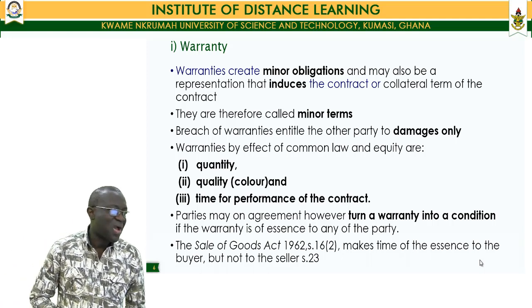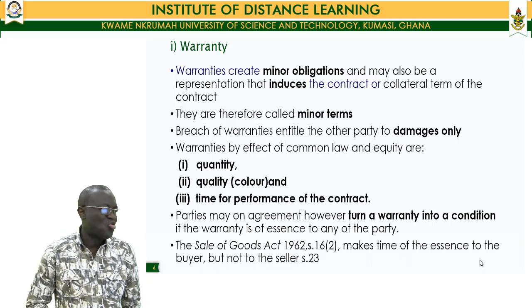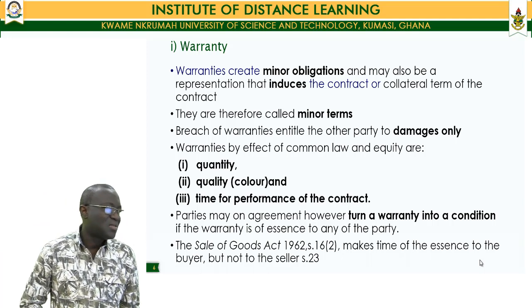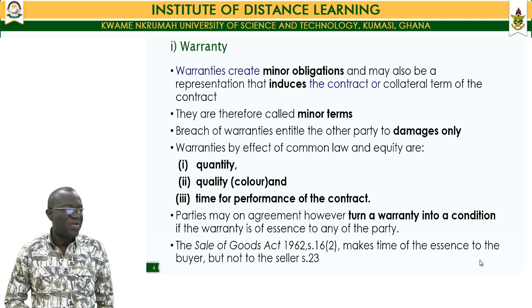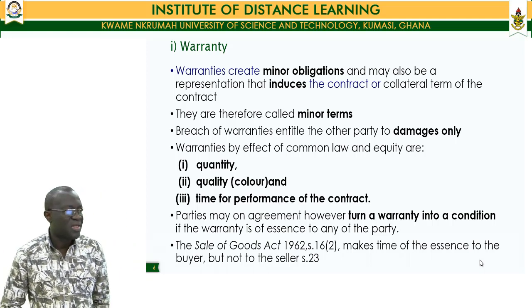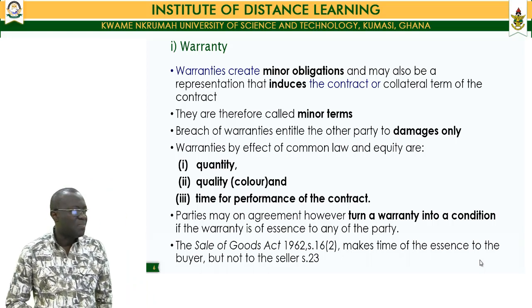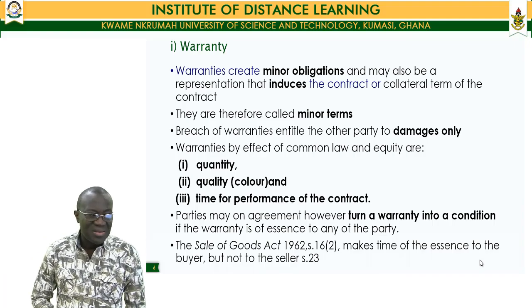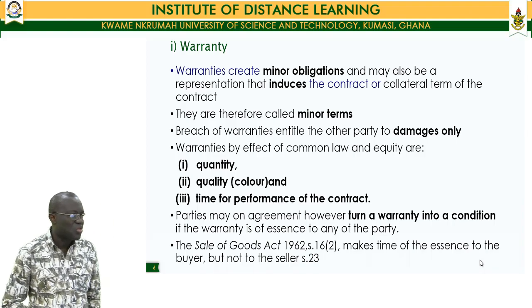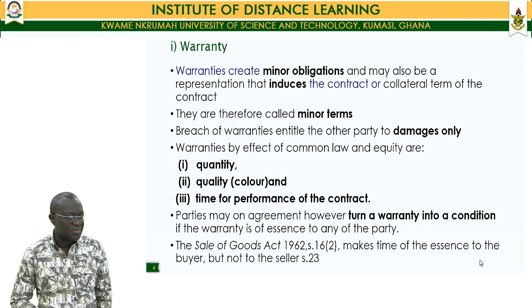And warranties, by effect of common law and equity, are normally the quantity expressed, the quality, the color, or time for performance of the contract, or the venue of delivery of the goods. They all constitute warranty. Parties may, on agreement, however, turn a warranty into a condition. And that is the Ghanaian position as well, if the warranty is of significance to any of the parties.